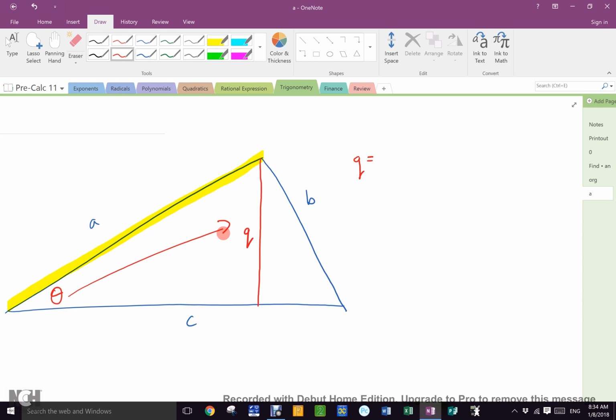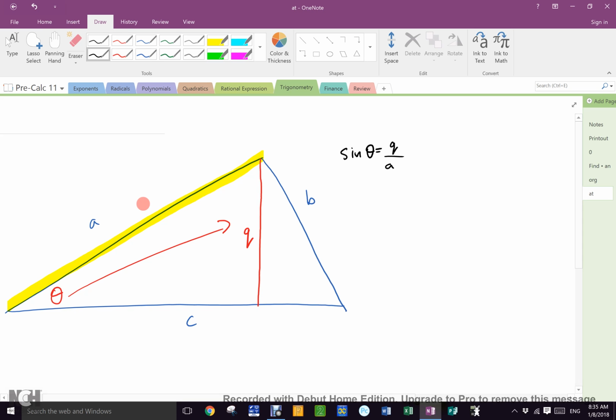So what trig ratio can I use to deal with the yellow line Q and A? Sine, cos, or tan? What can I use? Sine, because I have an opposite and a hypotenuse, yes? Does everyone agree? Okay. So Q equals, now, if you're not able to do this in your head, let's go back a step. Sine theta equals Q, opposite over hypotenuse. Everybody agree with that? Q is opposite, A. Everybody good?